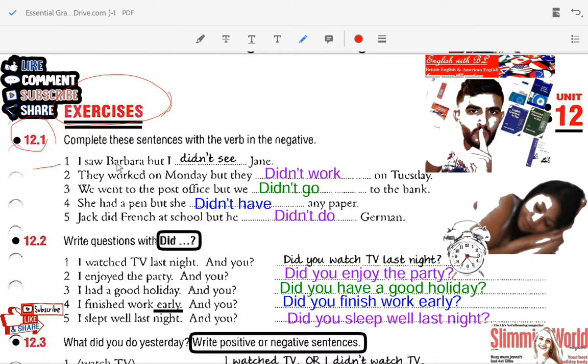Number one: I saw Barbara, but I didn't see Sean. Two: they worked on Monday, but they didn't work on Tuesday. Three: we went to the post office, but we didn't go to the bank. Four: she had a pen, but she didn't have any paper. Five: Jake did French at school, but he didn't do German.